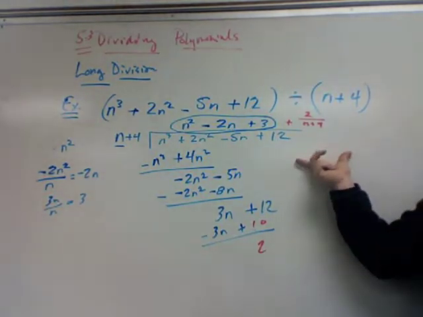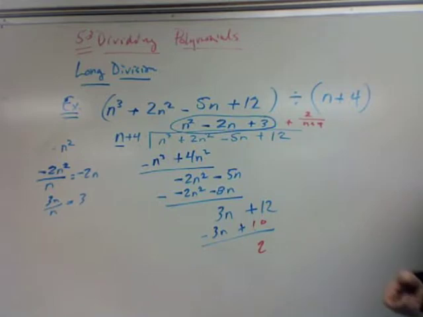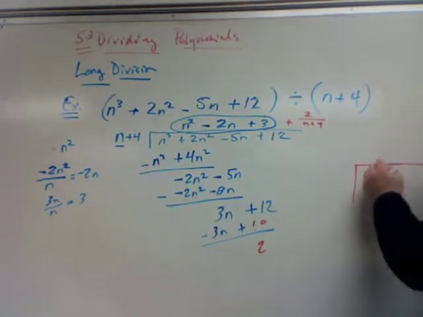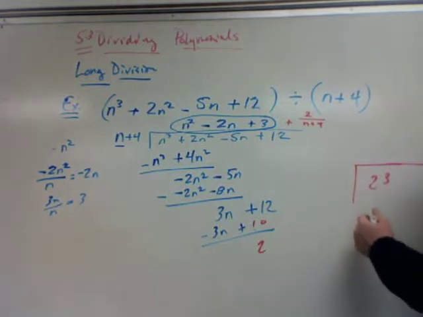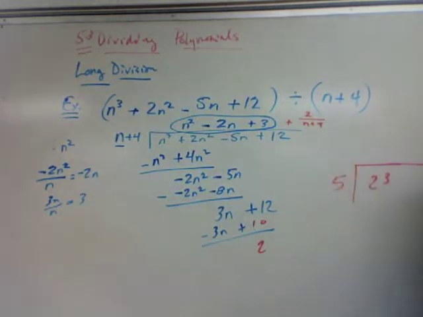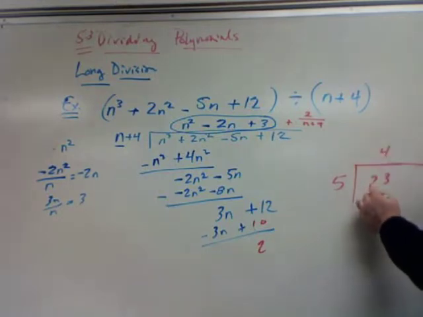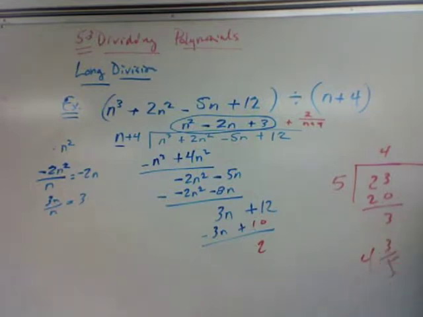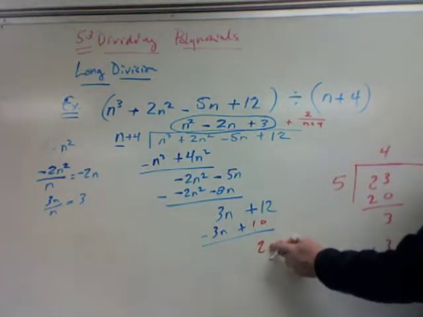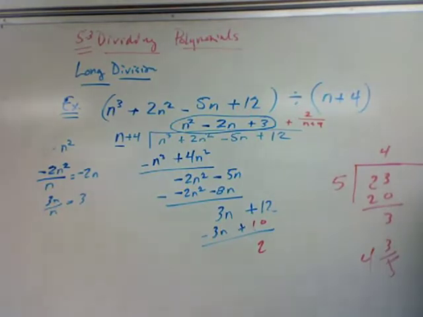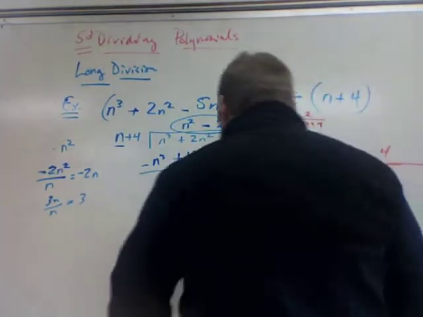Remember that? If we do that with numbers, for example, let's say I had 23 divided by 5. I get 4, 20, and a remainder of 3. Well, it'd be 4 and 3/5. I take the remainder and put it over the denominator, right? That's exactly what I do here. Whatever the remainder turns out to be, I put it over the divisor and add it on. Make sense? Good question.